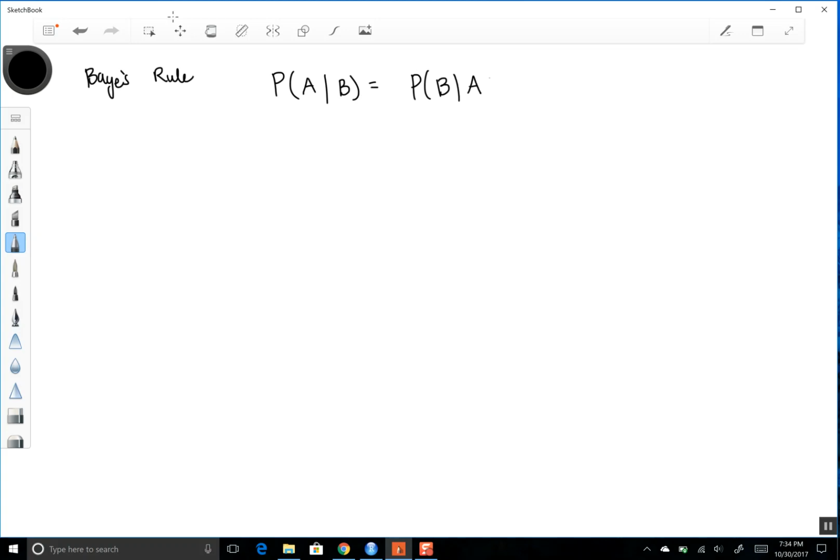We can write the probability of A given B in terms of the probability of B given A. We would multiply this by the probability of A, okay? Probability of B given A times the probability of A. This is equal to the probability of B and A, and this would be divided by what? Probability of B, right?